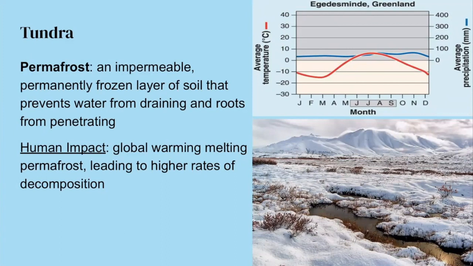So that makes it impermeable. That means nothing can get through it. So water can't drain and roots cannot penetrate. So what that means for plants is you've got this kind of cement layer that they cannot get through. It's completely frozen. So we have no large trees in this biome. So we see only smaller kind of shrubby plants.